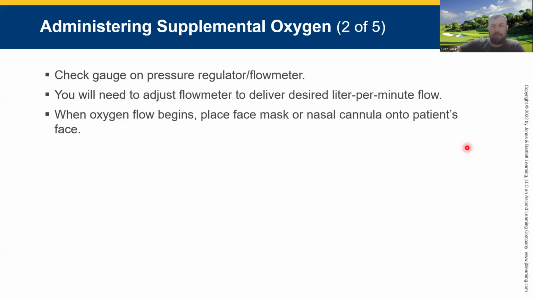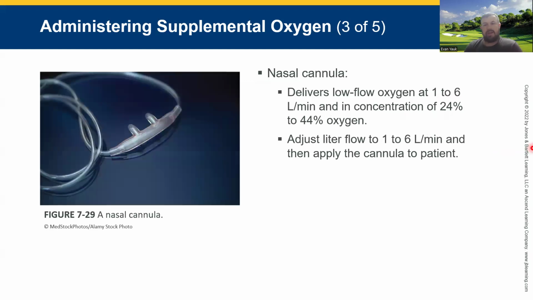We hook up our oxygen tubing and we place that on our patient. It's once again super important to verbalize what we're doing, and we tell the patient what we're doing and why we're doing it. So this is a nasal cannula. It delivers low flow oxygen at 1 to 6 liters per minute, and the concentration is 24 to 44%.